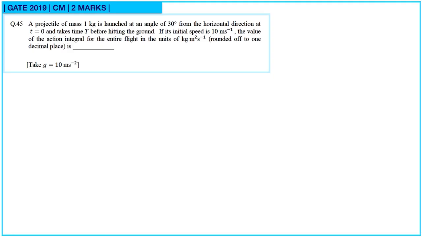To calculate action integral, we require Lagrangian of the system. So first step is to write Lagrangian of the system. For that we will require kinetic energy and potential energy, and for that we require velocities and position of the particles. So let's calculate that. Now Lagrangian is equal to half m x dot square plus y dot square minus mgy.